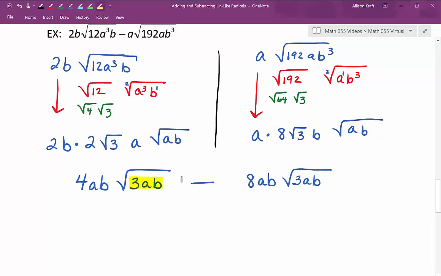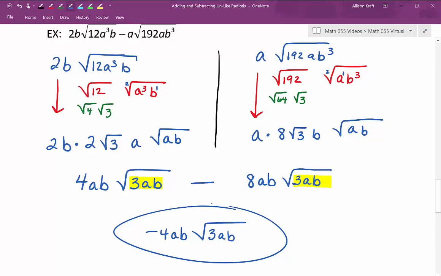Yes, we do. Same index, same radicand. So all we need to do is subtract the coefficients. So 4ab minus 8ab gives us negative 4ab, and the radical stays the same. We get a final answer of negative 4ab square root of 3ab.